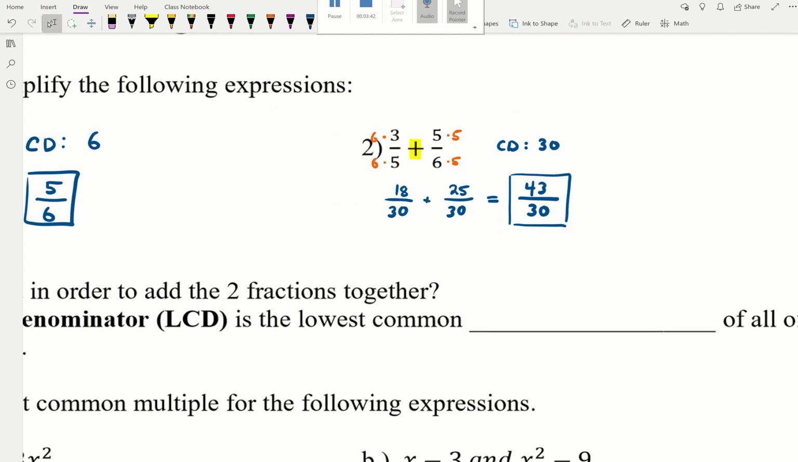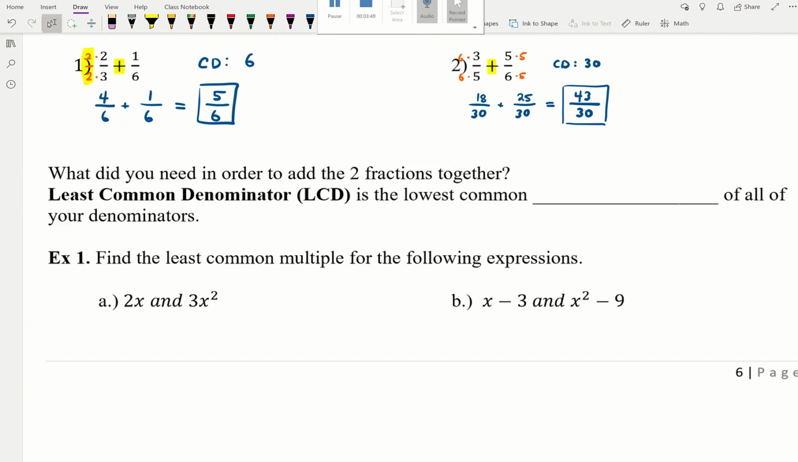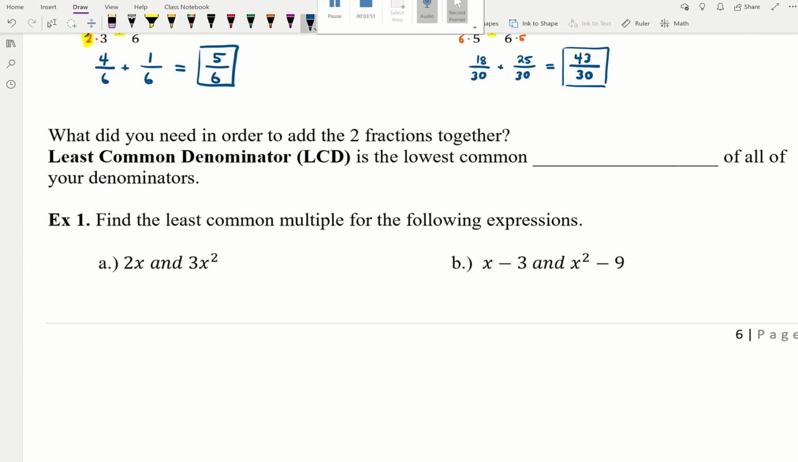All right, so what we're going to do now is take that idea of adding fractions and apply it to rational functions. What we need to add two fractions is the least common denominator. Technically, any common denominator is going to work, but we want the least common denominator to make it as simple as possible. Another way to think of the least common denominator is that it's always going to be the least common multiple of all of our denominators.